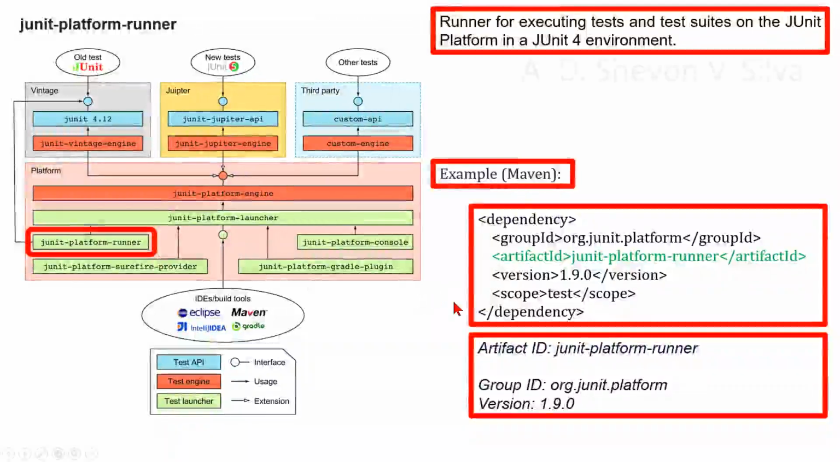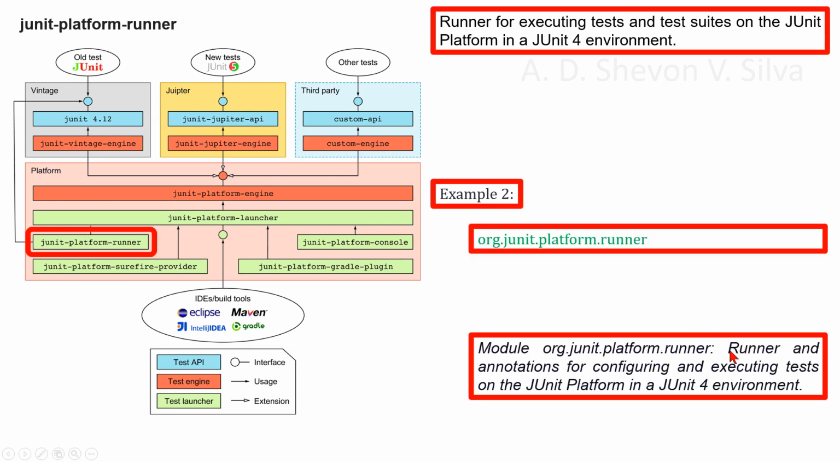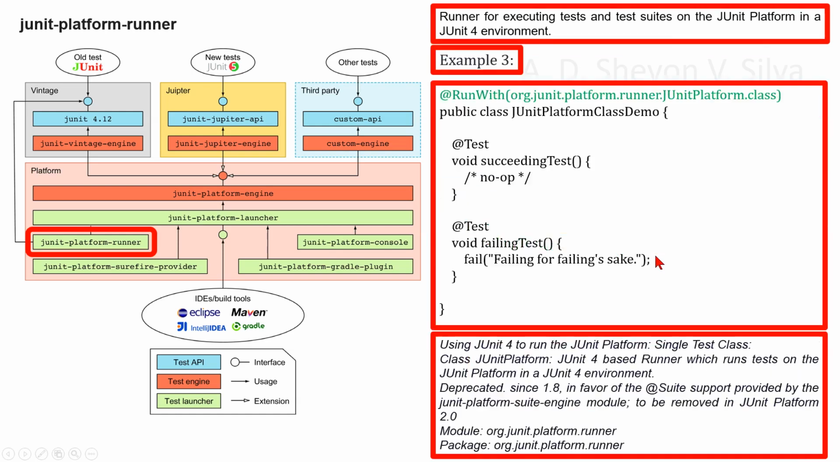As an example, in Maven we can consider this segment. Here you can see the artifact ID junit-platform-runner. This is in the group ID org.junit.platform. As an example 2, we can consider the module org.junit.platform.runner and annotations for configuring and executing tests on the JUnit platform in a JUnit 4 environment.